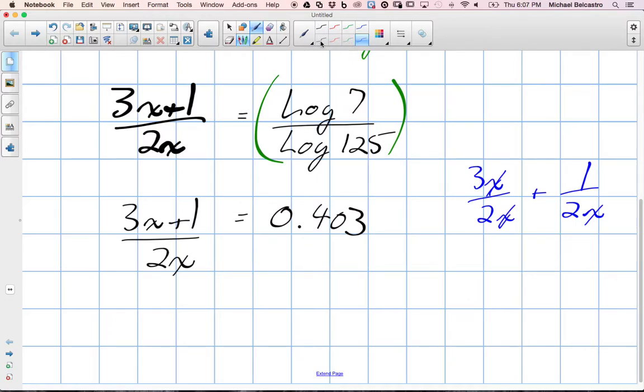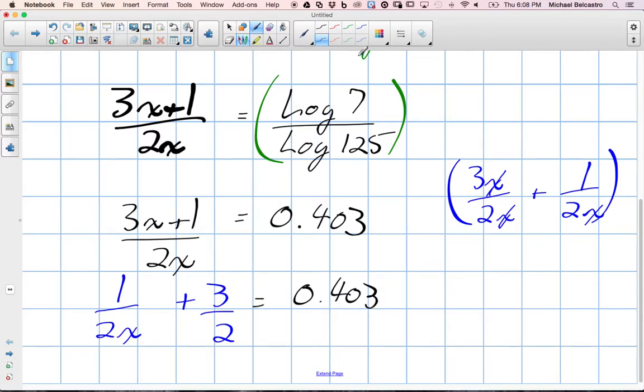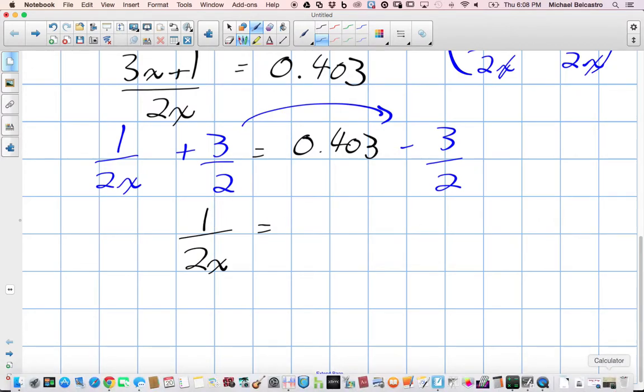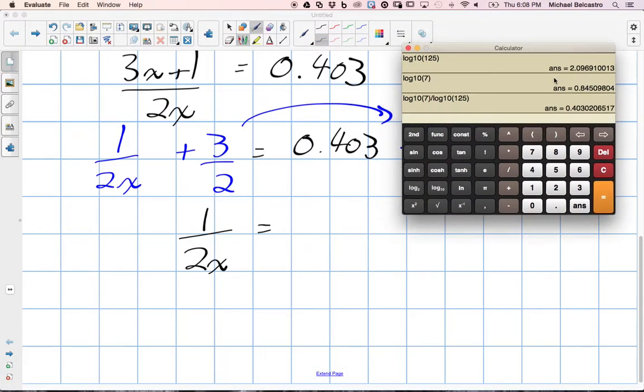Let's do that. So I'm going to split this side of the equation. Does this step make sense? It's in blue here, how I split it. So when I split it, I'll be left with 1 over 2x plus 3 over 2 is equal to 0.403. I guess we could have kept it as logs, but we've already equated it. We can move the 3 over 2 to the other side, so minus 3 over 2 or minus 1.5. And that would leave us with 1 over 2x is equal to this value, and we'll subtract 1.5 from it.